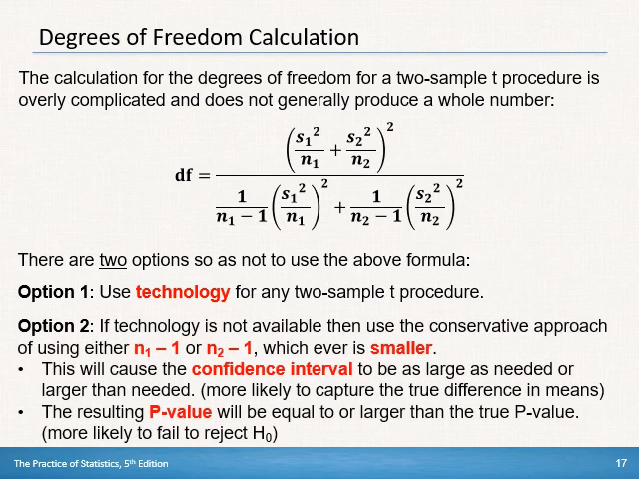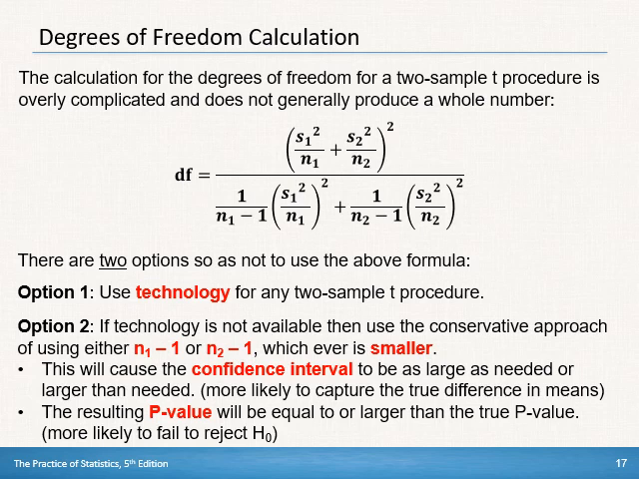The other option is if you don't have technology available, or the way the problem is written you can't really do a test in your calculator, then we simply use either n sub 1 minus 1 or n sub 2 minus 1, whichever is smaller. The sample sizes are not always the same. Often they should be similar, but they're not always going to be exactly the same. And so we take the smaller one and subtract 1 from it. Okay, so this will cause the confidence interval to be as large as or a little larger than needed, and so you're more likely to capture the true difference.